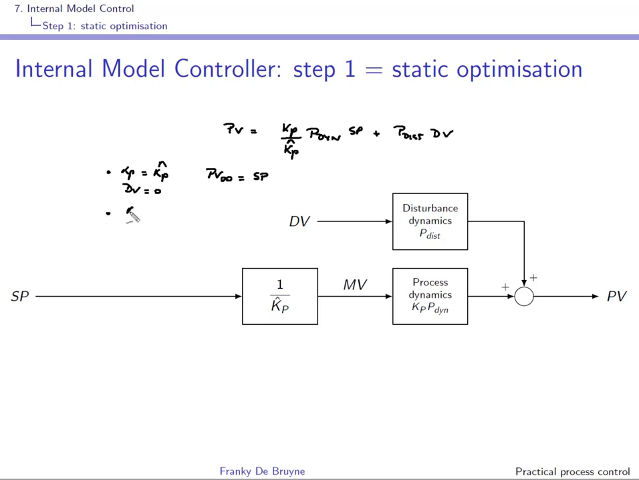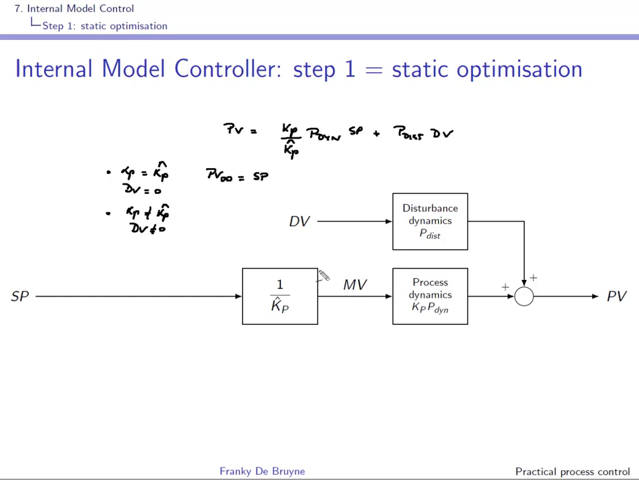In reality, Kp is different from the gain in the model, and we have disturbances at the output, right? So in general PV will not go to set point, and we'll have to do something about it. But you can already see what we have to do from what we have done, for instance, for the Smith predictor and for the predictive PID.